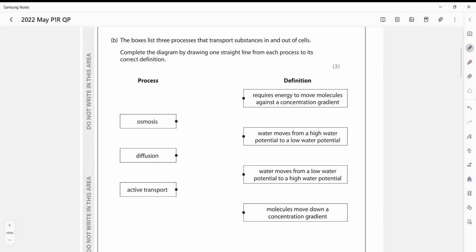Part B, the boxes list 3 processes that transport substances in and out of the cell. Complete the diagram by drawing one straight line from each process to its correct definition. So osmosis would be the movement of water from high water potential to low water potential. Diffusion would be when molecules move from a high concentration to a low concentration. And active transport would be against the concentration gradient, and this would require energy.